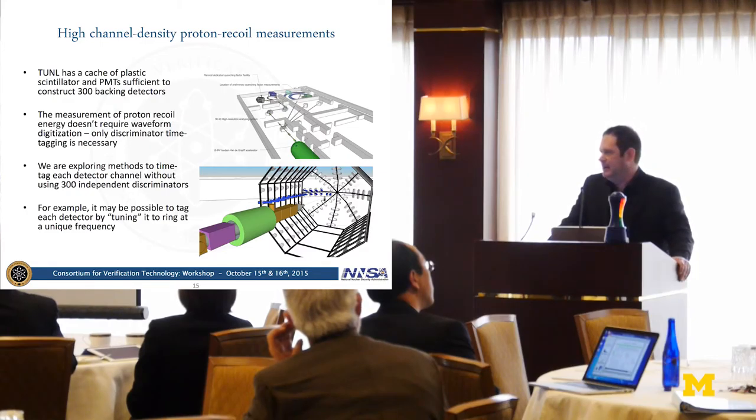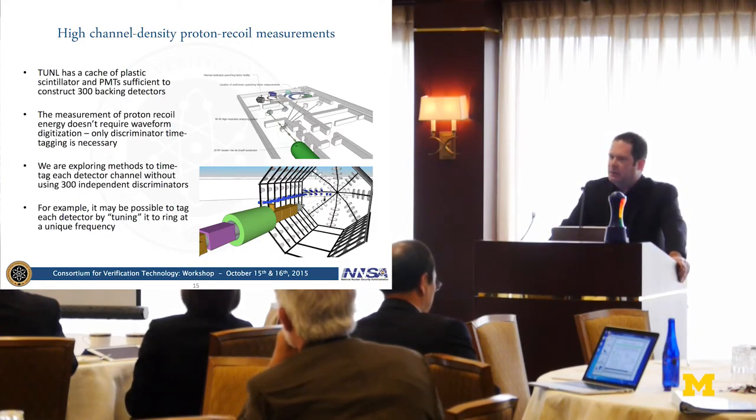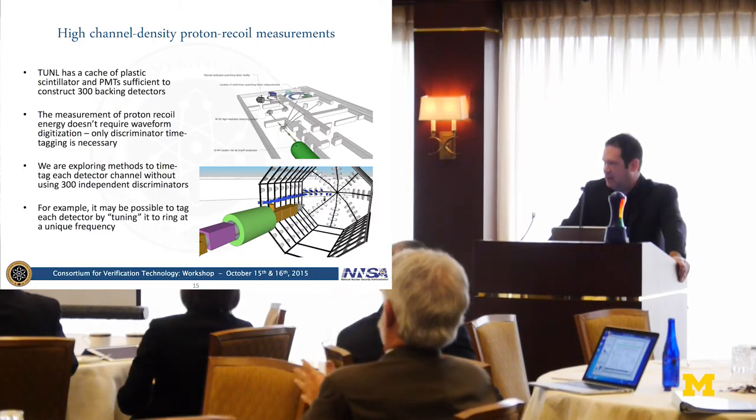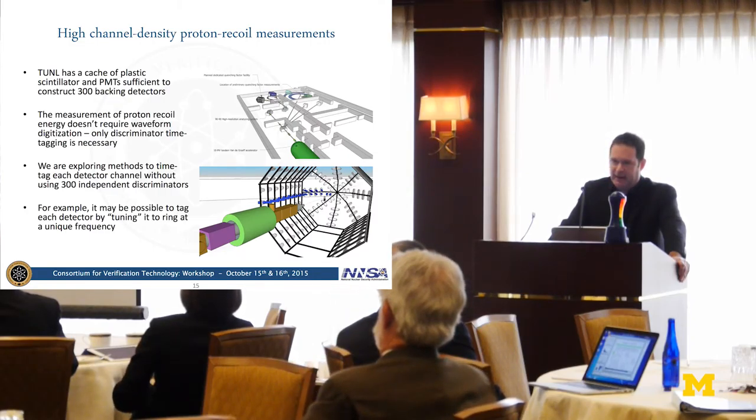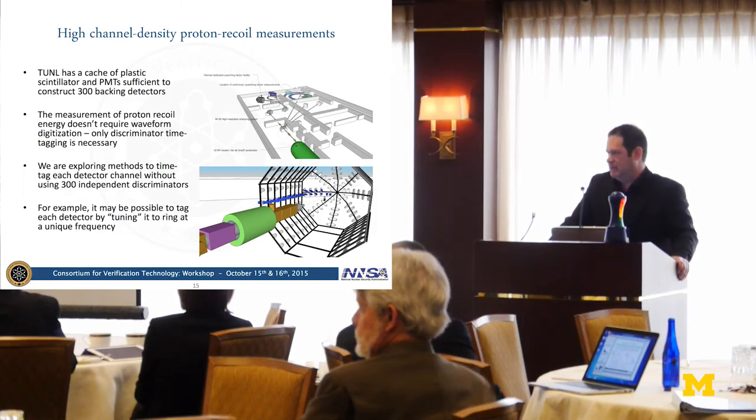So what makes this a high channel density experiment? Well, Tunnel has located a cache of organic scintillator material that we can use to make 300 detectors. We don't actually need to digitize these signals. All of this is based upon time tagging when each detector fired. So rather than perform this measurement with 300 independent discriminators, we're looking at different ways of trying to tag each detector and multiplex them to a single digitizer.